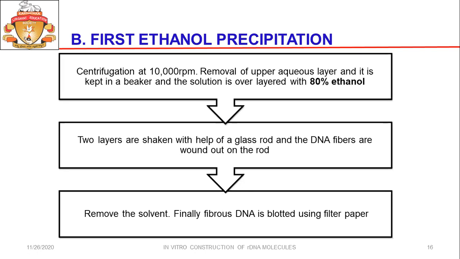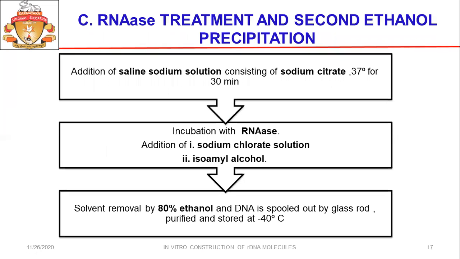Now these two layers are shaken with the help of a glass rod, and the DNA fibers are wound out on the rod. And we can see them like fibers. Now we're going to remove the solvent. Finally, fibrous DNA is blotted using filter paper. Now we're going to subject this to RNase treatment and second ethanol precipitation.